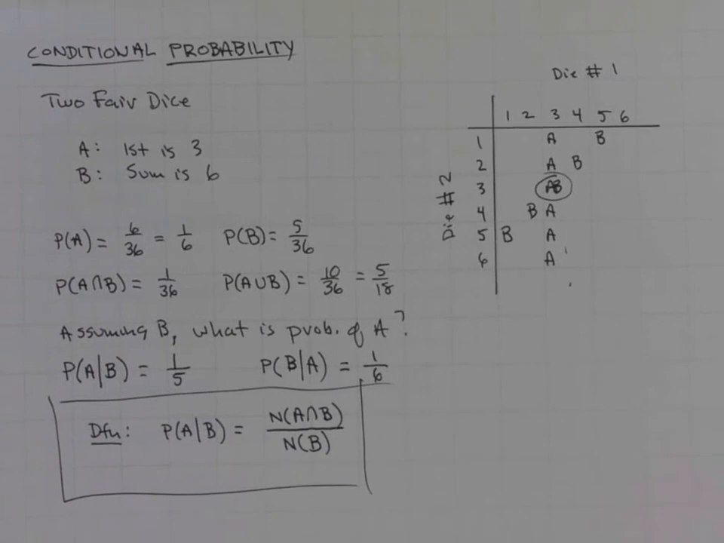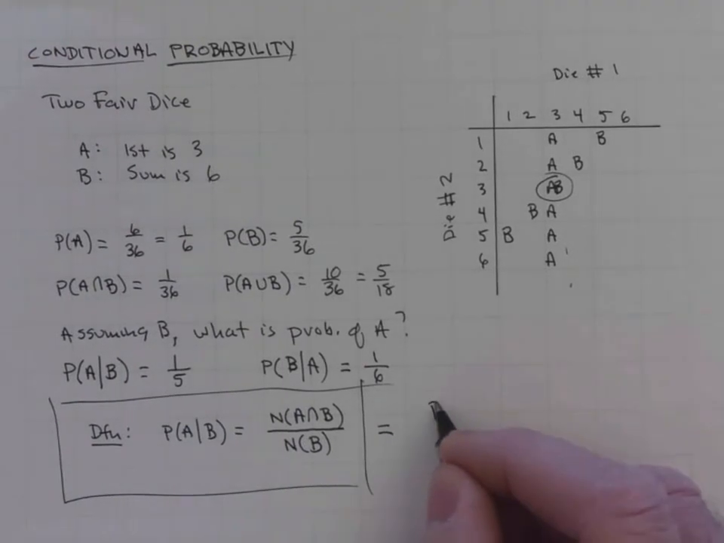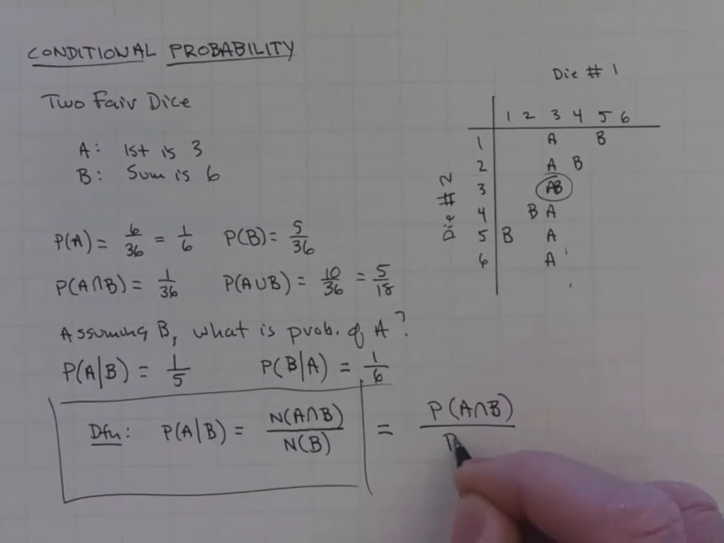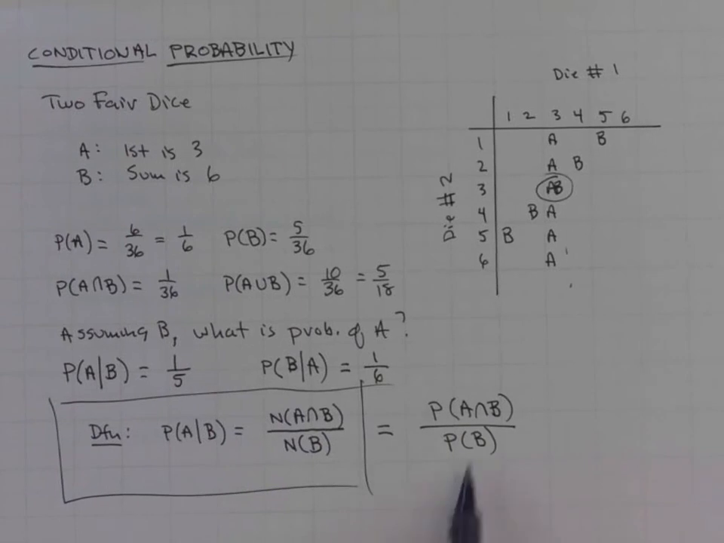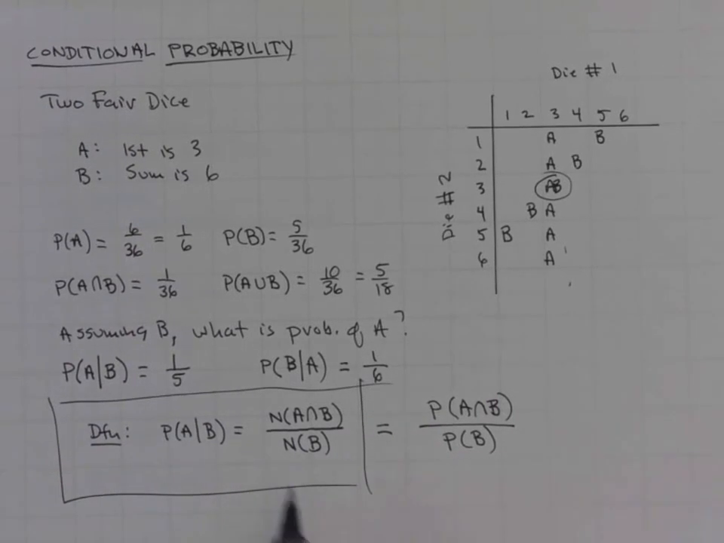Now, we could go through and divide both the numerator and the denominator by the number of outcomes in the sample space, and what you end up with is that this is equivalent to the probability of A intersecting B divided by the probability of B. So if you happen to know the probabilities, you can form this fraction. If you happen to know the raw numbers of outcomes, you can form this fraction. They should be equivalent because you're essentially dividing by 1 when you convert this thing into this thing.